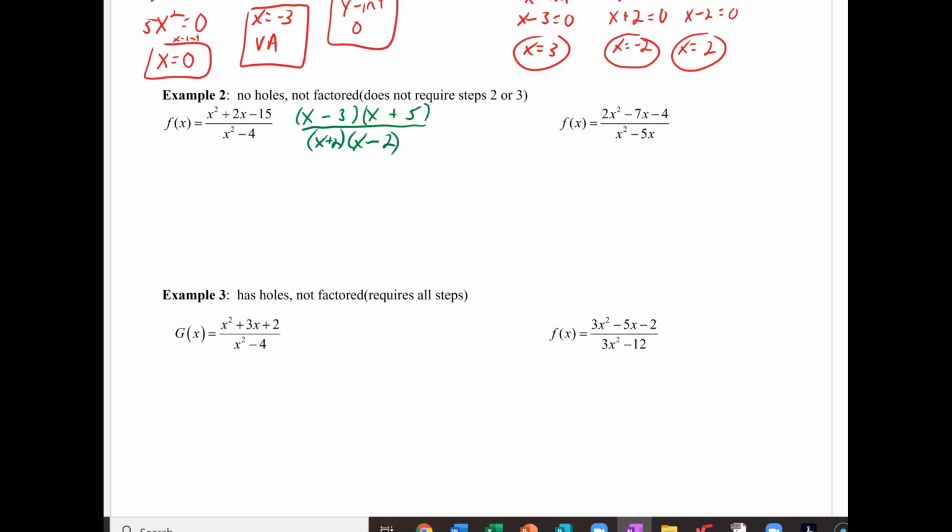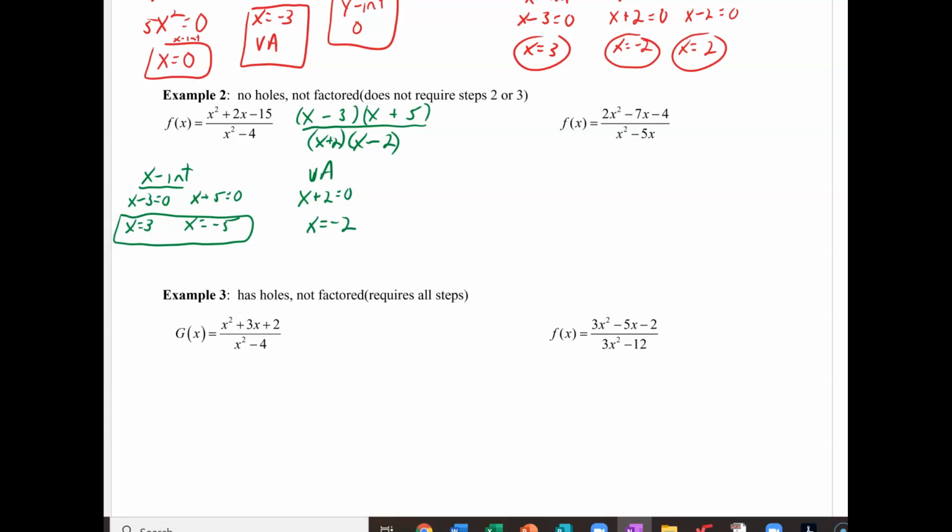So as far as our x-intercepts, they're going to come from the numerator. So we have x minus 3 equals 0, which means x equals 3, that's 1. X plus 5 equals 0, which means x equals negative 5, that's 2. There's our x-intercepts. All right, vertical asymptotes come from the denominator, so x plus 2 equals 0, or x equals negative 2, that's one vertical asymptote. And x minus 2 equals 0, or x equals positive 2. So these are the two vertical asymptotes.